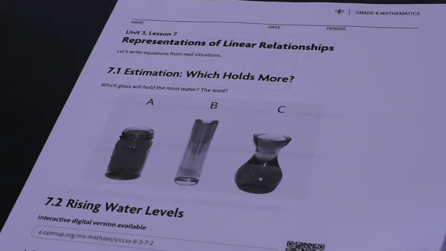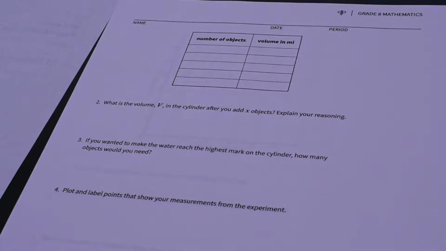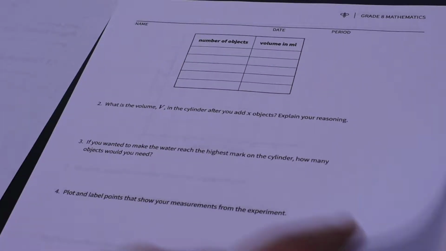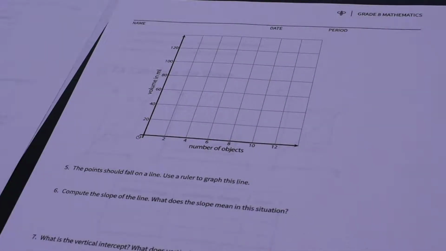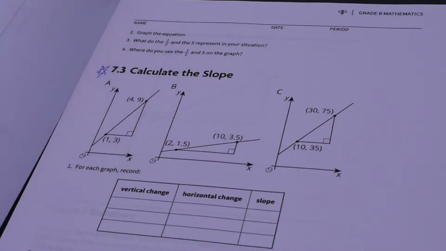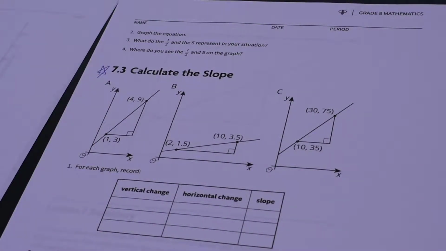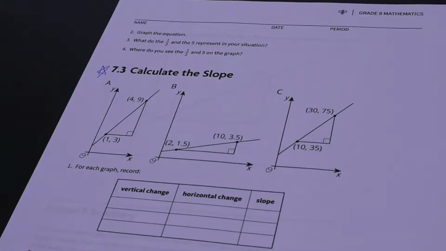Alright, so we're not going to do 7.1 or 7.2. We're going to skip this page. We're going to skip this page. I know y'all are mad at me. Get over it. And we're going to go to 7.3, okay? So this is just a reminder of how to find the slope from a line, okay?